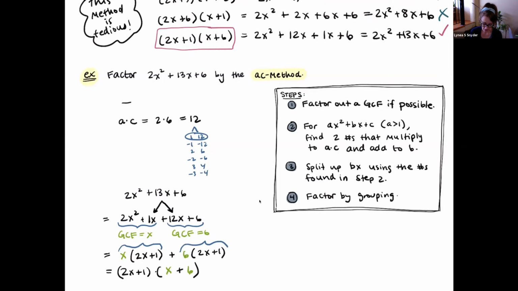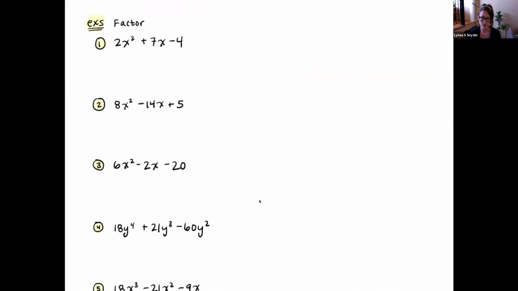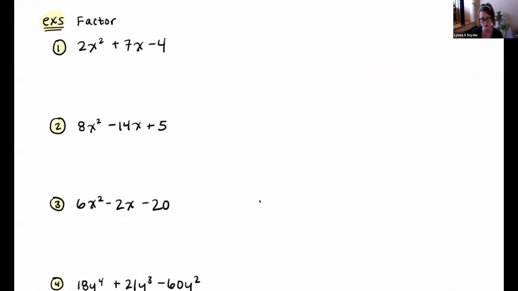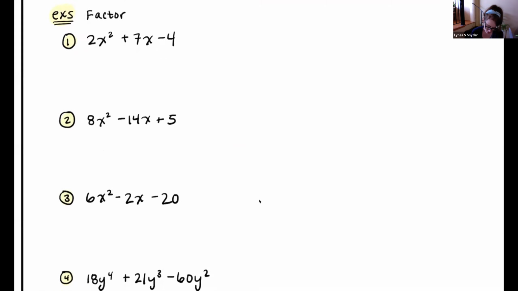All right, in the rest of this section, we're just going to practice this method. So I'm going to go through just a few examples, and then I'd encourage you to look at the notes and go through and try the rest of them on your own. So example number 1 here, we need this kind of method because in front of the x squared, we don't have a 1, we have another number.